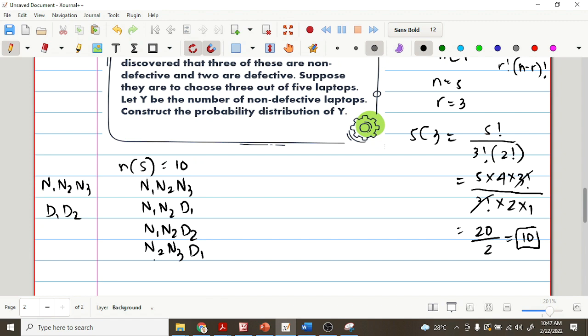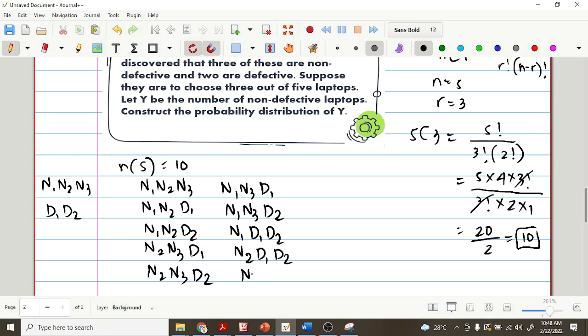And then n sub 2, n sub 3, d sub 2. So ang next dyan, we have n sub 1, n sub 3, d sub 1. n sub 1, n sub 3, d sub 2. n sub 1, d sub 1, d sub 2. n sub 2, d sub 1, d sub 2. And n sub 3, d sub 1, d sub 2.